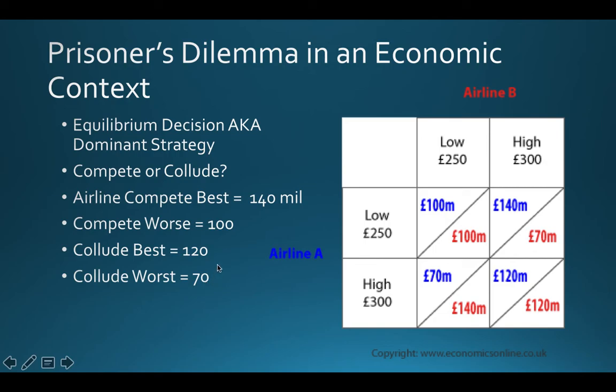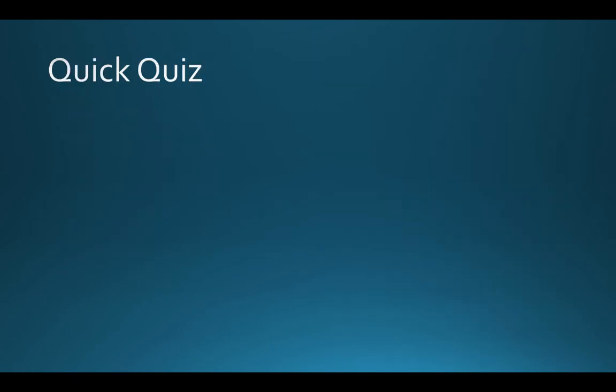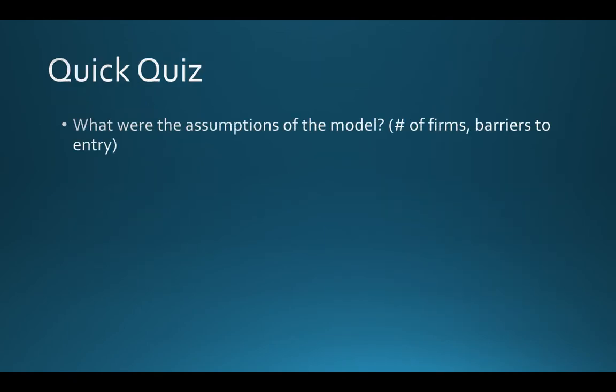All right, so this is the end of our second lecture on oligopolistic markets. Let's do a quick quiz. Here we go. What were the assumptions of the model, number of firms and barriers to entry for an oligopolistic market? Go ahead and pause the video, say it out loud or write it down, see if you know it. Did you do it? Okay, hopefully you said that the number of firms was a few or a small number of firms, usually 2 to 5. Barriers to entry tend to be significant.